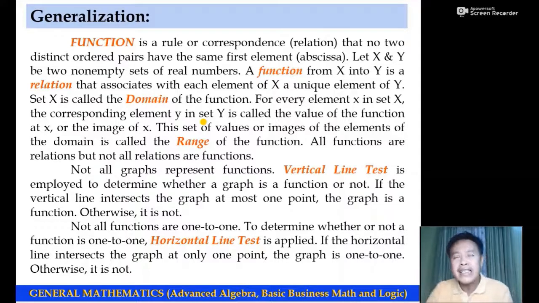So range is a set of images or the values of y, the resulting values of y, after substituting the values of x. Then take note, if you're going to determine whether or not a relation or a graph is a function, you're going to use the vertical line test. Because if the vertical line intersects the graph at one point only, it is a function. Then to determine whether a function is one-to-one, you're going to use the horizontal line test. If that horizontal line intersects the graph at one point only, it is one-to-one.